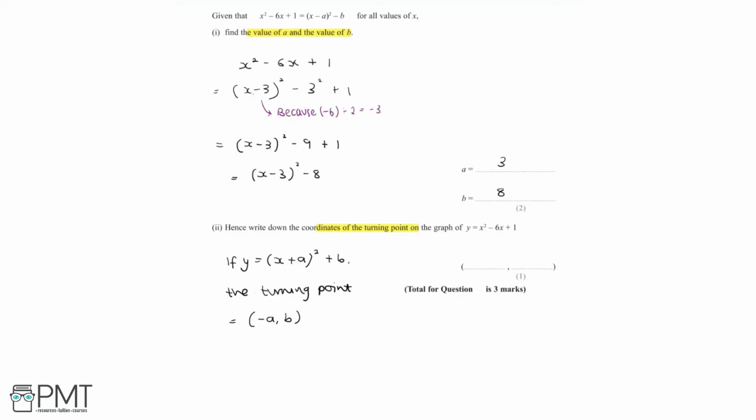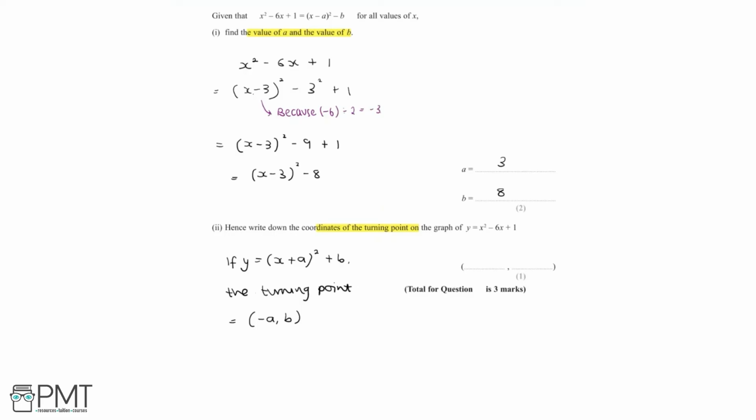So the x coordinate of the turning point would be the opposite of what's inside the bracket. For example, if we had minus 4 in the brackets, the x coordinate of the turning point would be plus 4. But if we had plus 8 in the brackets, the x coordinate of the turning point would be minus 8. And b just stays the same. If b is equal to 5, the y coordinate of the turning point is equal to 5. Or if b is equal to minus 7, the y coordinate of the turning point is equal to minus 7.